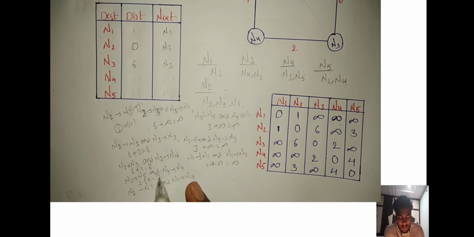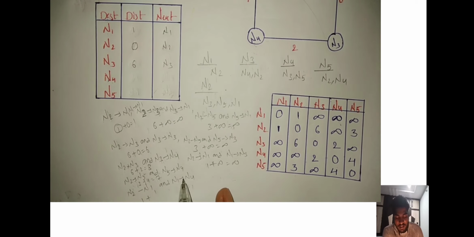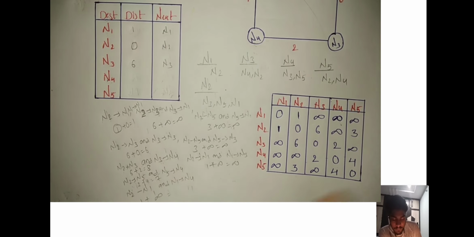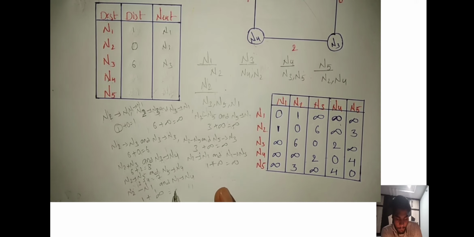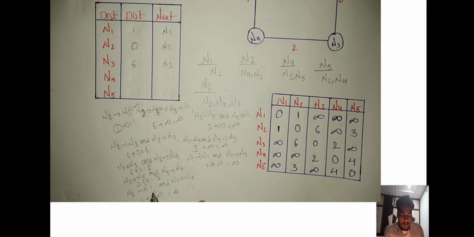This is 7. What is the distance from n2 to n1? It is 1. Plus, what is the distance from n1 to n4? It is infinity because there is no link between n1 and n4. Out of these three, which is the smallest? This is the smallest, right? So we'll take this distance.